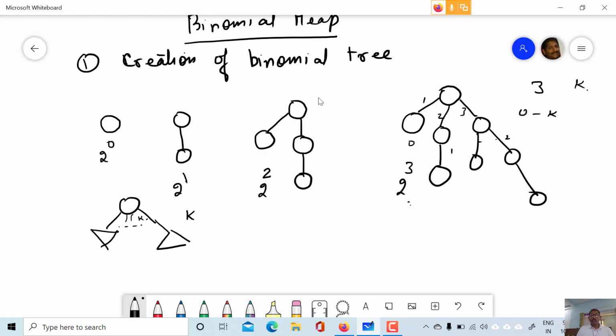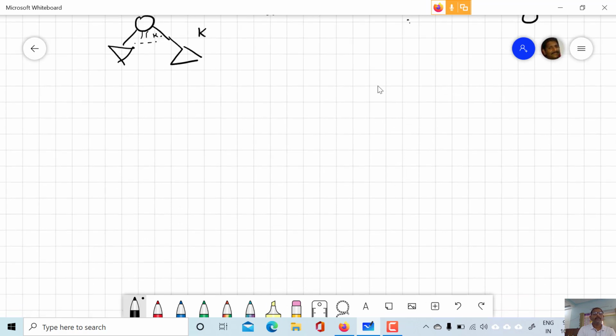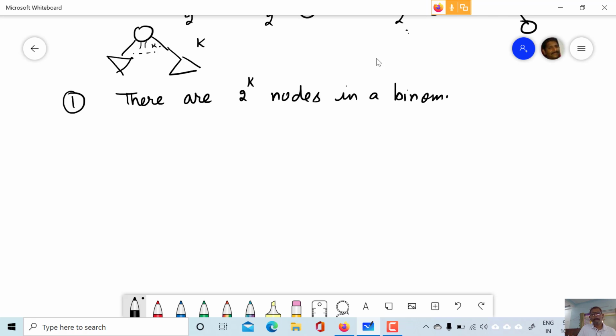Okay. So these make up the rules of the binomial tree. So I am going to write the rules of the binomial tree, and the rules are: first, there are 2 to the power k nodes in a binomial tree.